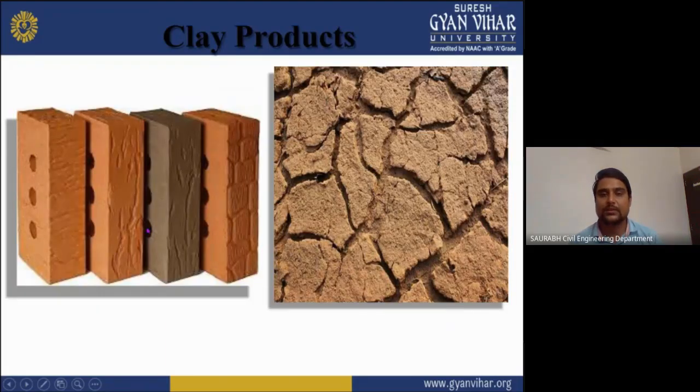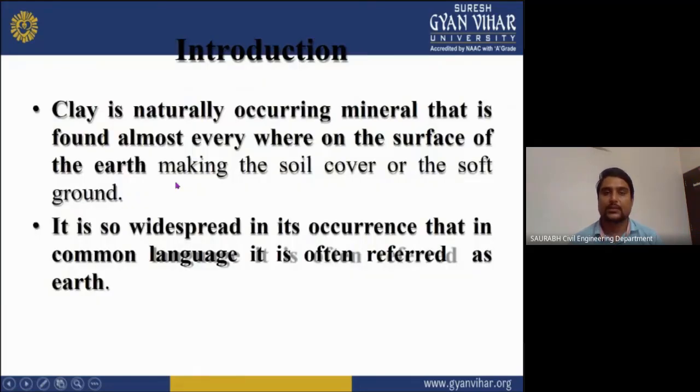Now, the first one is a photograph of two things. One is a clay product, and the second one is clay. This is the clay, and this clay is converted into a very useful product, which is known as clay product. Now, come to the introduction of clay product.